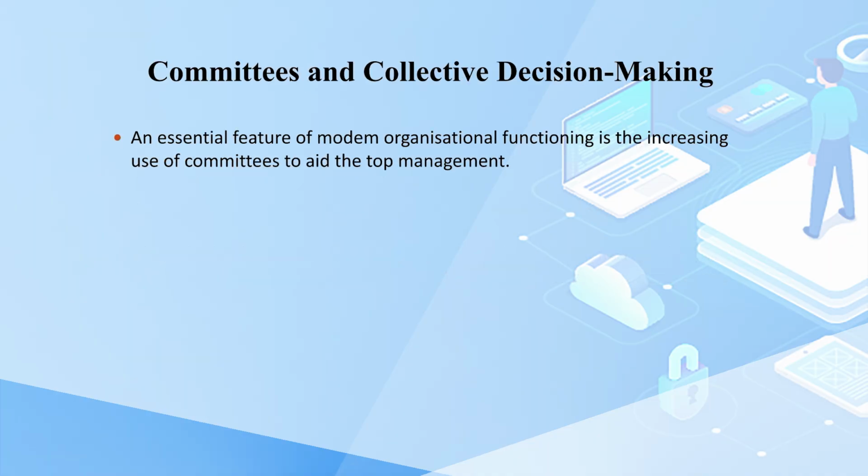Then committees and collective decision making. Any decision making should not be an individual decision; it should be a committee, because once we decide in a group, there should be a committee. The committee is the top management. There can be a university library committee, a departmental committee, a school library committee, a college library committee, a public library committee, at different levels of corporate organizations. Every organization has a different committee. So in organizational function there is increasing use of committees as an aid to the top management.